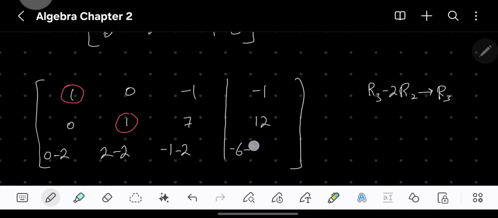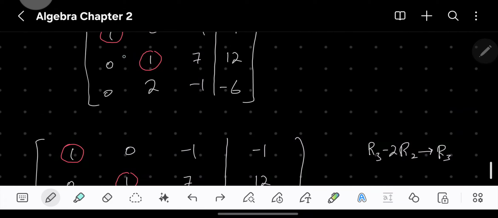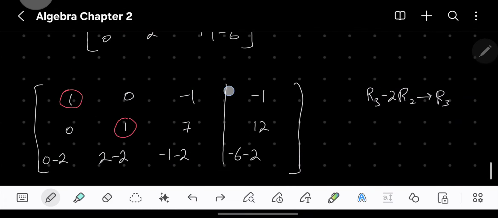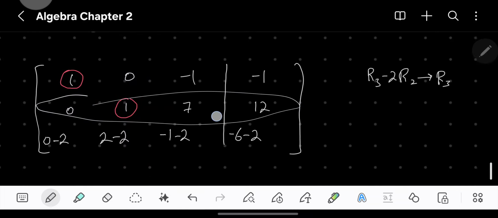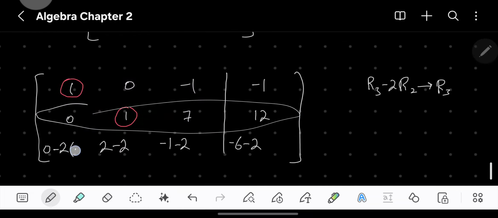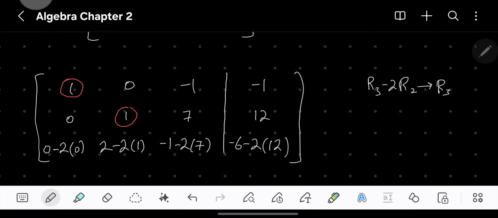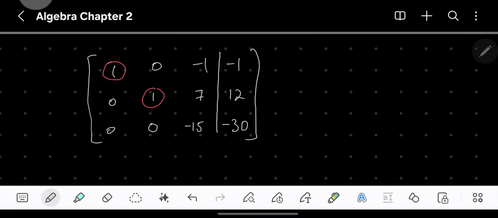Minus 2 times R2. What is R2 now? R2 is 0, 1, 7, 12. So I'll write 2 times 0, 2 times 1, 2 times 7, and 2 times 12. Now I'll simplify. After simplification, I will get this. Okay? So we have done with this pivot entry.